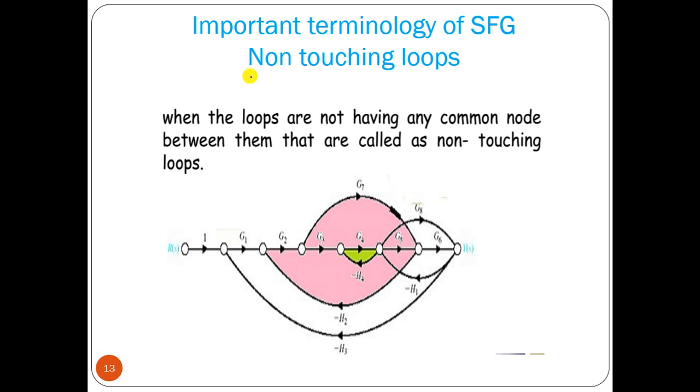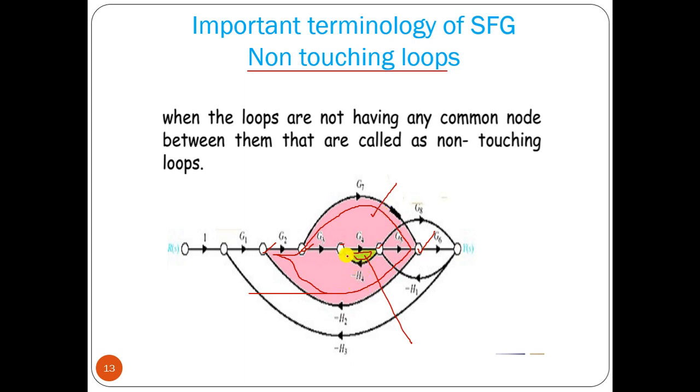Now we can find non-touching loops also in this particular example. What we can see here is this loop, and if you consider this one as a loop, then this loop and this loop are non-touching with each other, right? Because this loop has these two nodes, but this bigger loop has these 3 nodes, and those are not common. That means those two loops are non-touching.